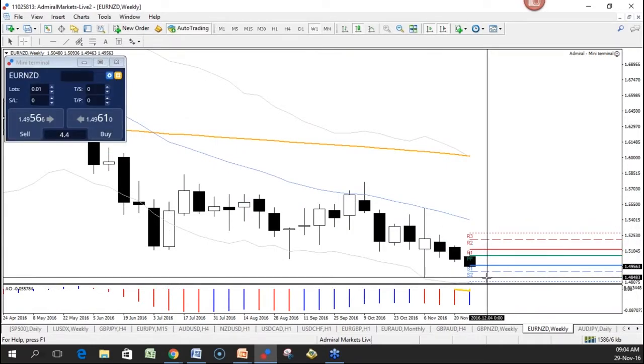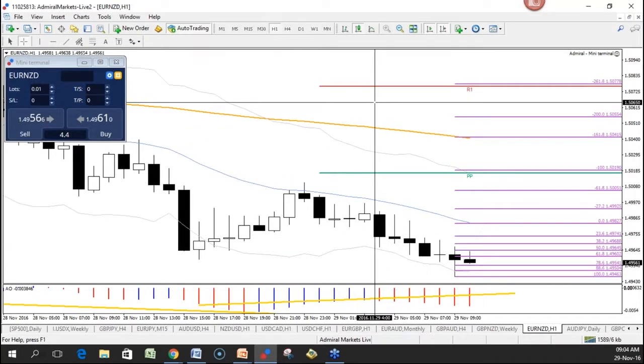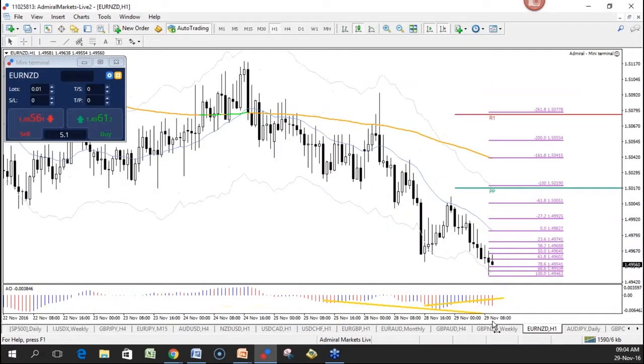$149, $148.50. So I'm going to keep an eye on this Euro New Zealand. I think that's a strong downtrend, and it would be great if it can make a retracement to these fib targets for one more downside.